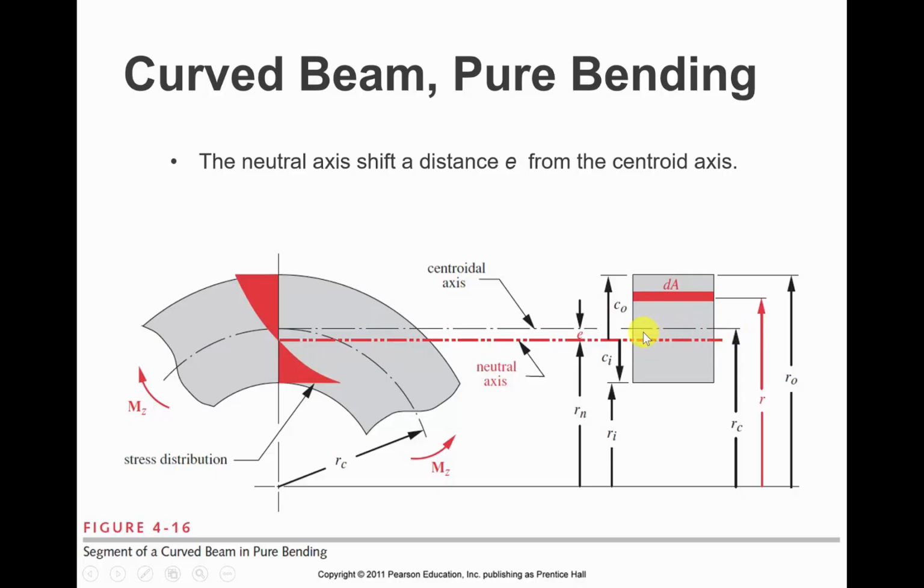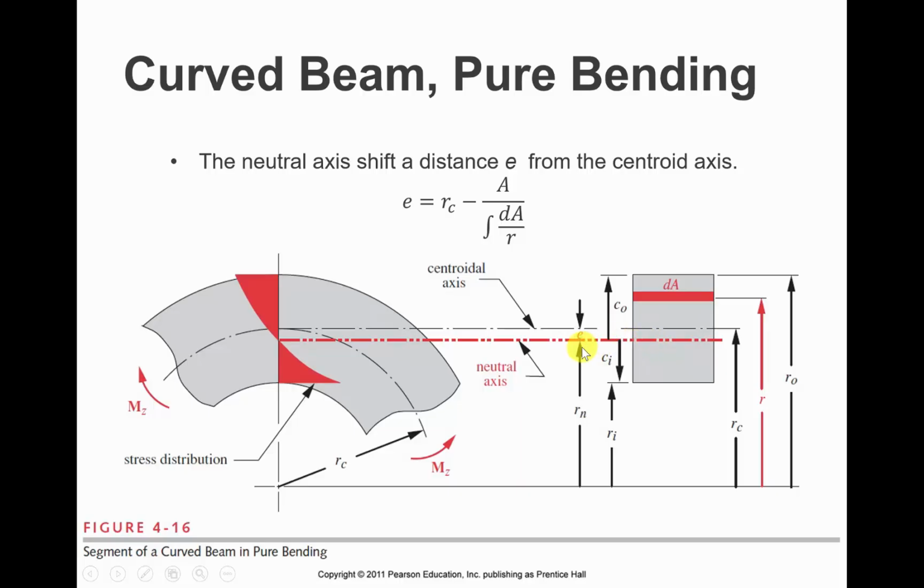So there's a couple definitions we need to see. The biggest one is the distance that we're going to call e that the neutral axis has moved from the centroidal axis. And the strict definition of that is e equals rc minus A over the integral of dA over r. rc is the radius of curvature of the centroid. Okay, so this is how curved the beam is. And that's going to tell us what the actual distance is.